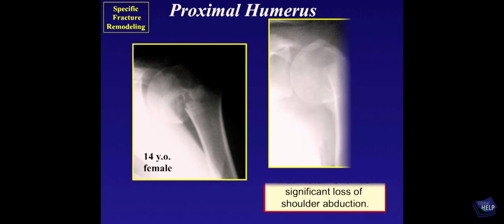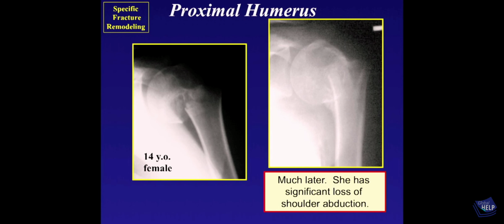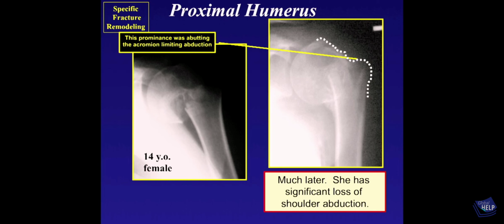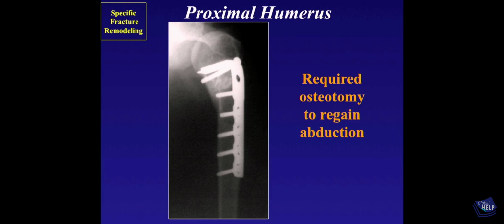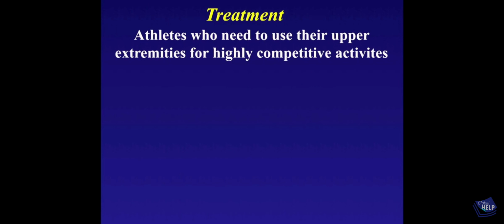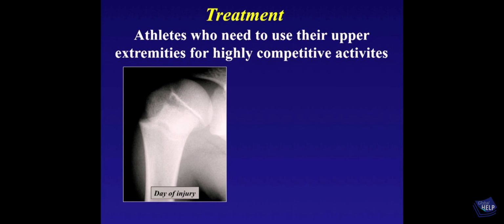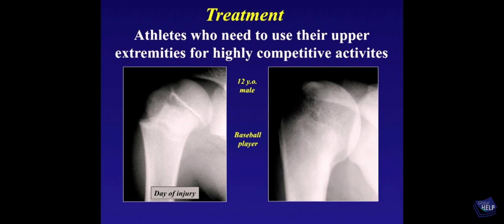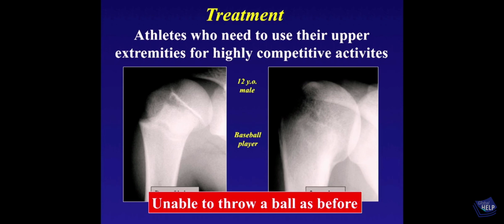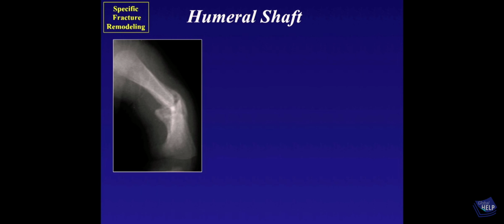But this girl here was 14 years old, was pretty much almost skeletally mature, and she ended up with a prominence, and she had to have surgery to correct it. She didn't remodel. So athletes, you need to use their upper extremities for highly competitive activities. This boy here had some remodeling, but not quite enough that he could do it. So you have to determine what their skill set and so forth is.